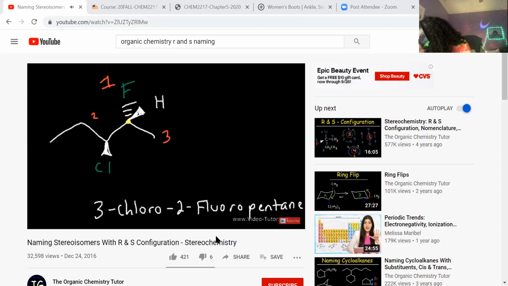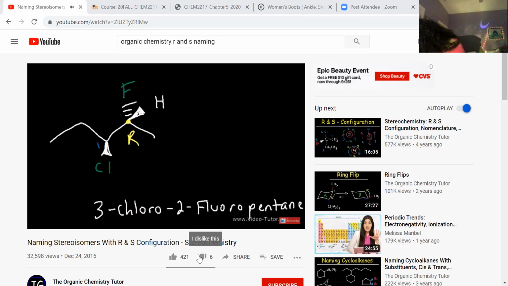Carbon has more priority than hydrogen. Now, because the hydrogen is in the front, we're going to have to reverse it. So count it from 1 to 2 to 3. It's going in a counterclockwise direction, but we need to reverse it, which means it's clockwise. So therefore, we have the R isomer at this particular chiral center. Now, what about the next chiral center?